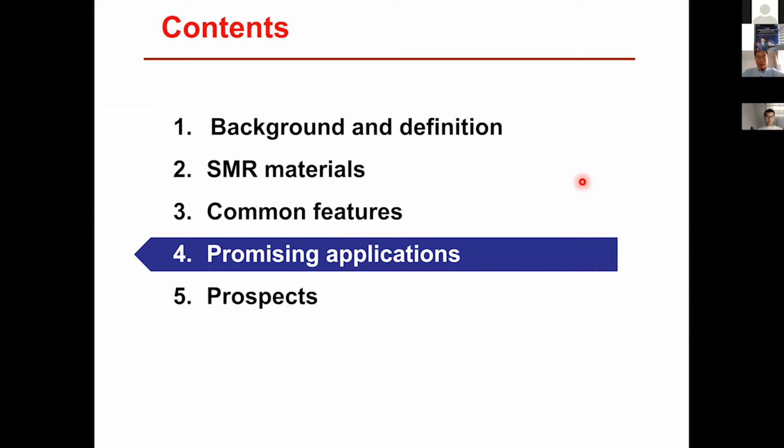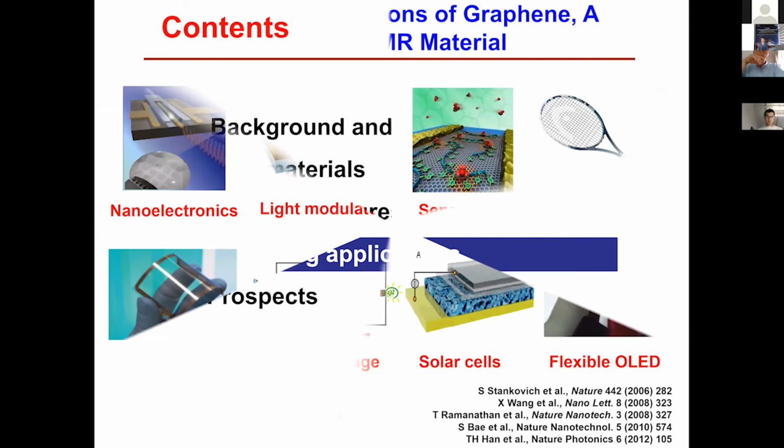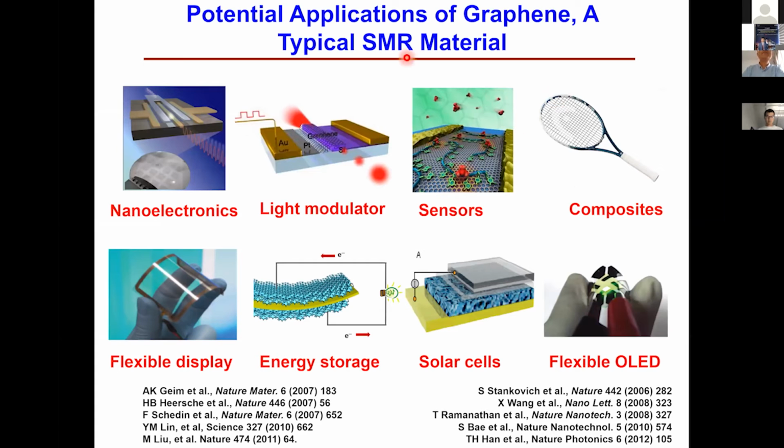Okay, so then I will change to some possible applications. As we know, graphene is a typical six-member ring material which has wide potential applications in nanoelectronics, light modulators, sensors, displays, energy storage and conversion devices, and also paintings and composites, and so on. So many groups are developing those applications into practice.